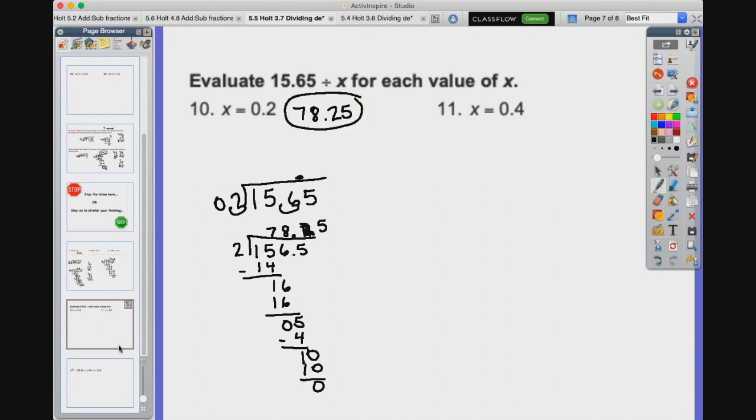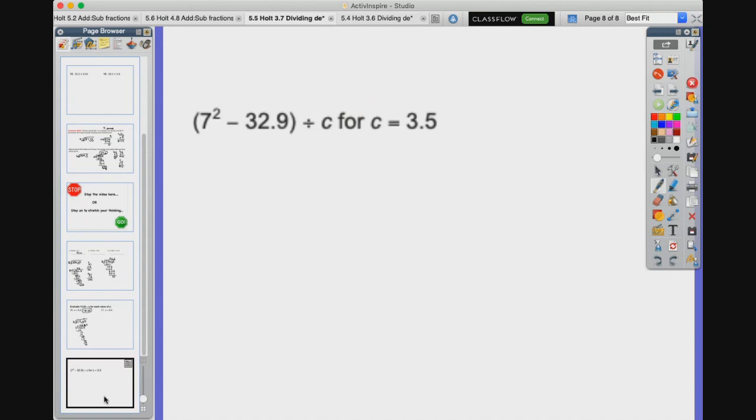All right, let's look at one more. Again, just throwing a number in and a couple more operations before you get to your answer. So 3.5 goes in for C because we substitute that in. Now, PEMDAS, we look at the exponents first in the parentheses. So that's 49 minus 32 and 9/10 divided by 3.5.